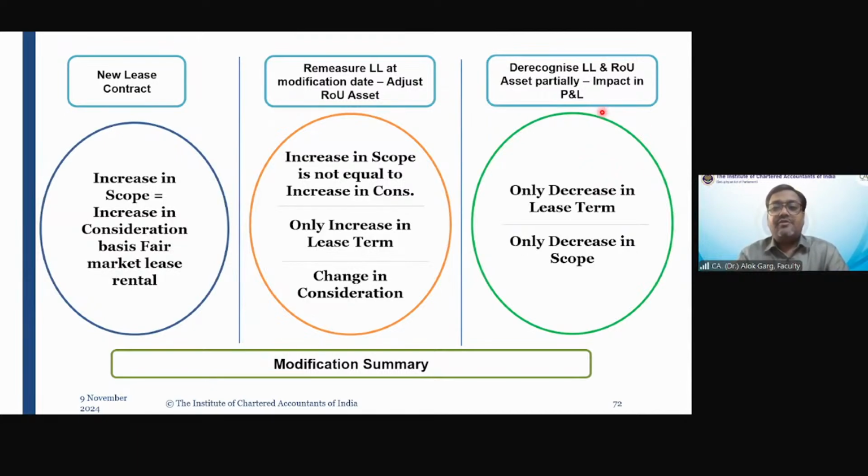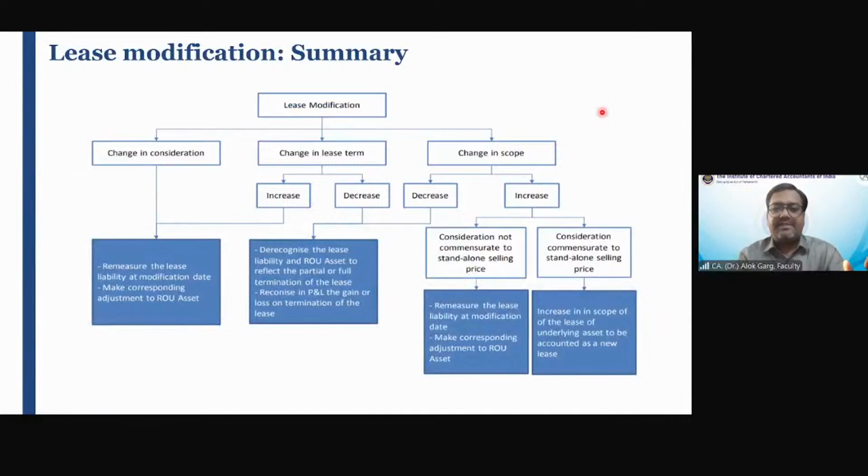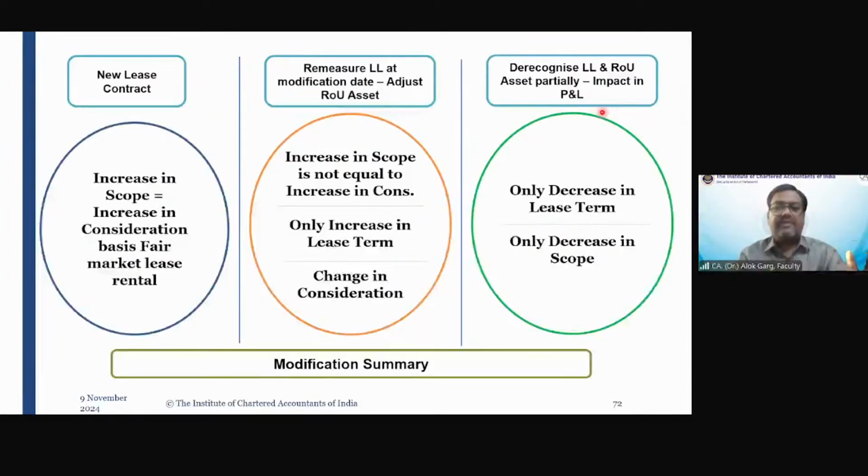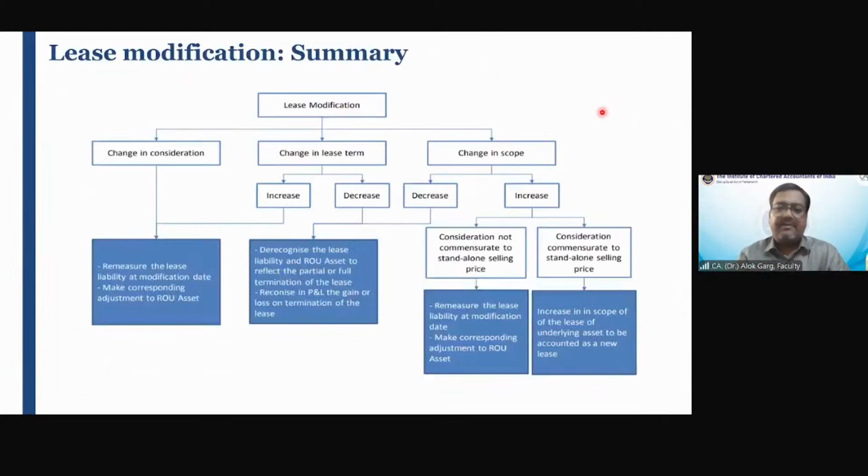So I have given two lease modification summaries. This one I have copy pasted from the ICAI study material. This one I have just given you a glimpse of, drafted by me. Whichever modification summary you like, you can look at that and keep it for your revisions.